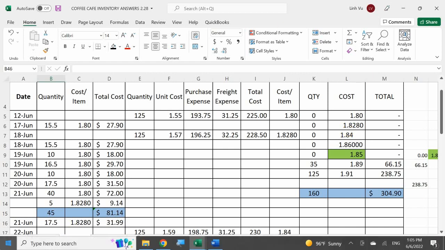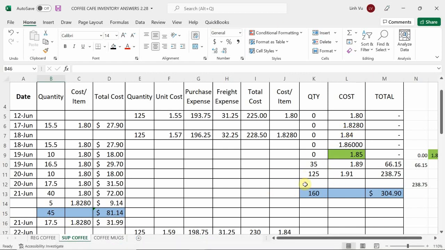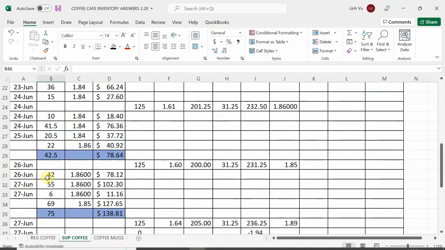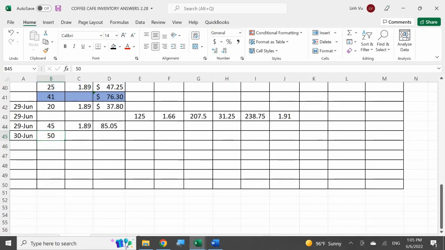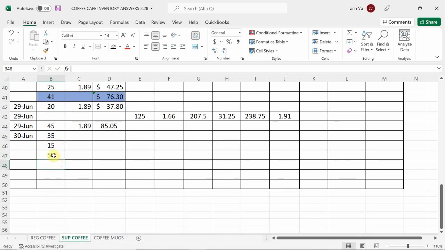And then I would have to calculate the remaining balance in this last batch of inventory. So I need to go ahead and do a calculation here. My goal is to get to 50. So I have 35 plus 15, which should give you 50. And this right here is a calculation.